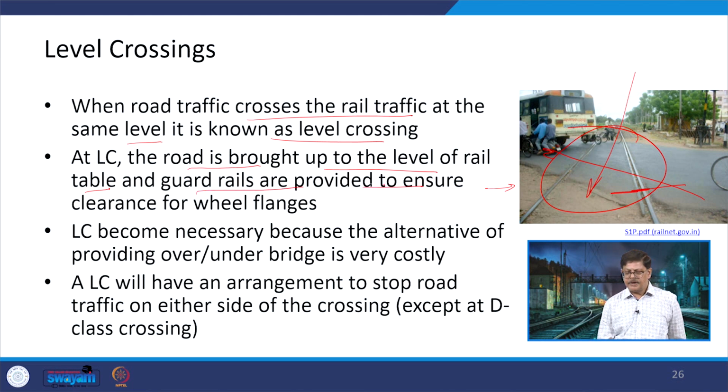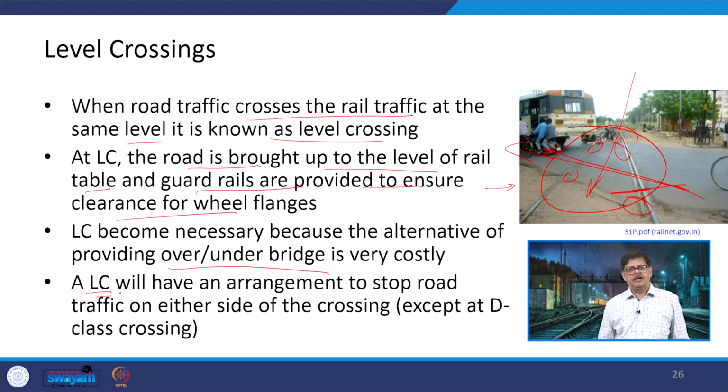And guardrails are provided to ensure clearance for wheel flanges. So, here you can see the guardrail has been provided, and this guardrail on this side helps in the movement of the flanges and protects them. Then these level crossings become necessary because providing over or under bridges is a very costly affair, but of course under or over bridges need to be provided depending on the intensity, in terms of the number of trains moving on the track as well as the number of vehicles moving on the road.